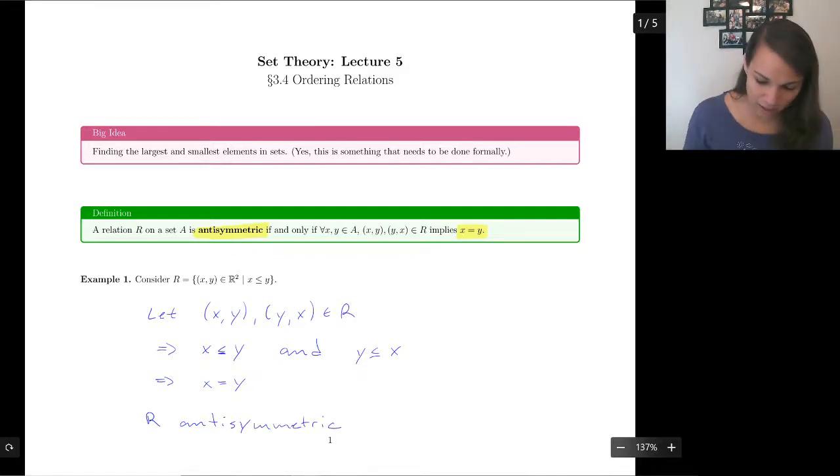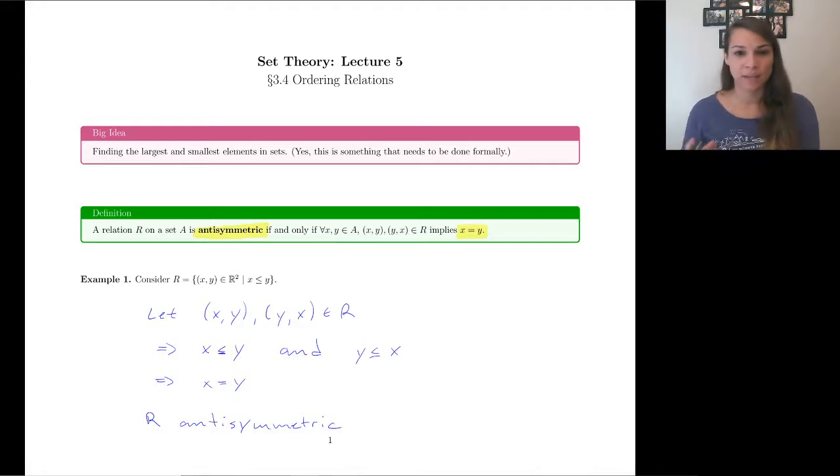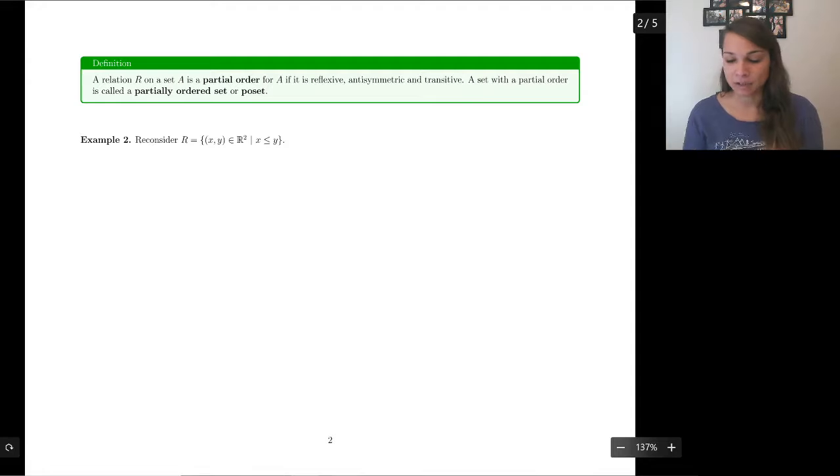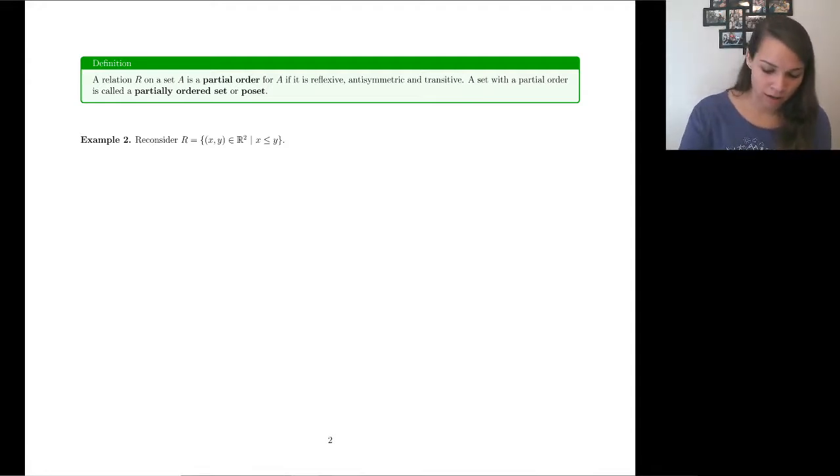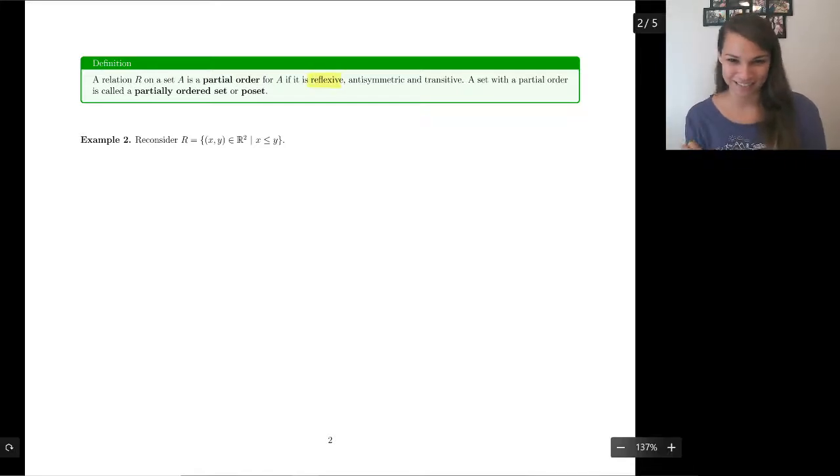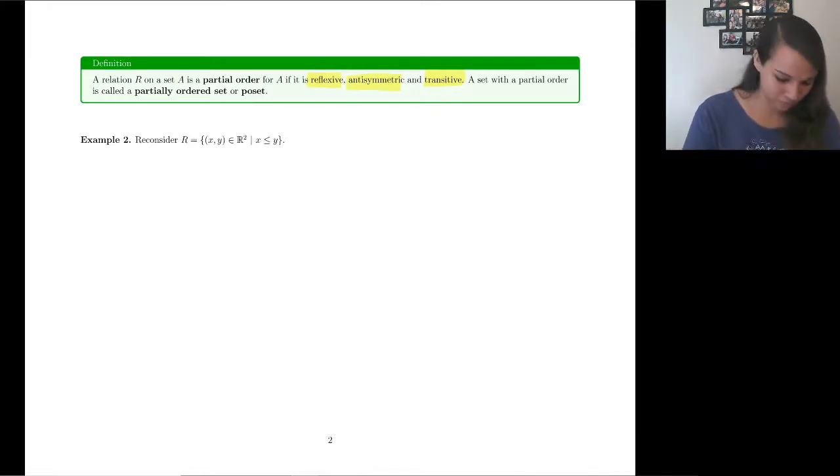And the reason we care about antisymmetric is now we get to have a new overarching relation, called a partial order. We have a partial order, R, if it is reflexive, not symmetric, but antisymmetric, and transitive. A set that has a partial order is called a partially ordered set, or poset for short. Very clever. So let's show that R is a partial order.